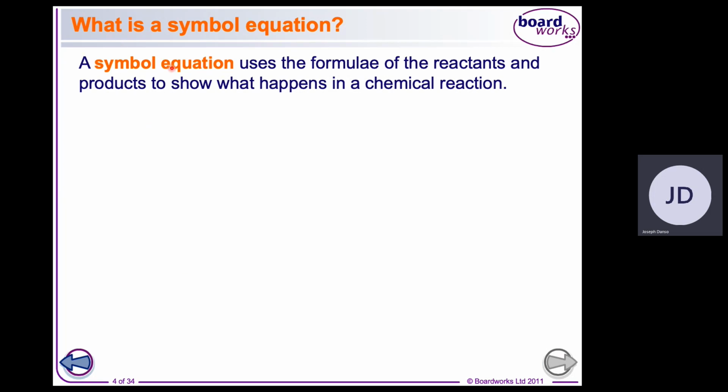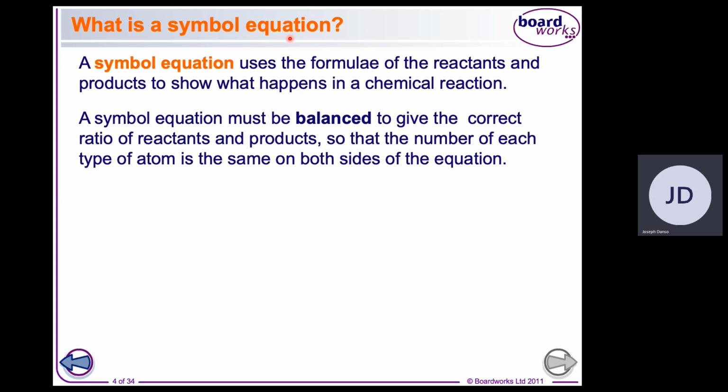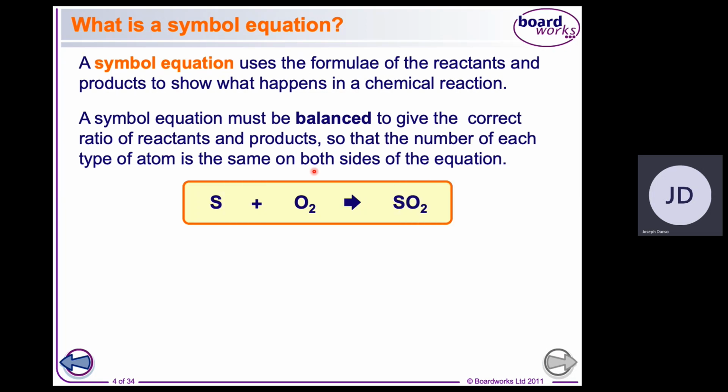What about symbol equation? Symbol equation uses the formula of the reactants and products to show what happens in a chemical reaction. Word equation uses the names of the element, whereas symbol equation uses the formula of the reactants and products in that reaction. A symbol equation must be balanced to give the correct ratio of reactants and product so that the number of each type of atom is the same on both sides of the equation.